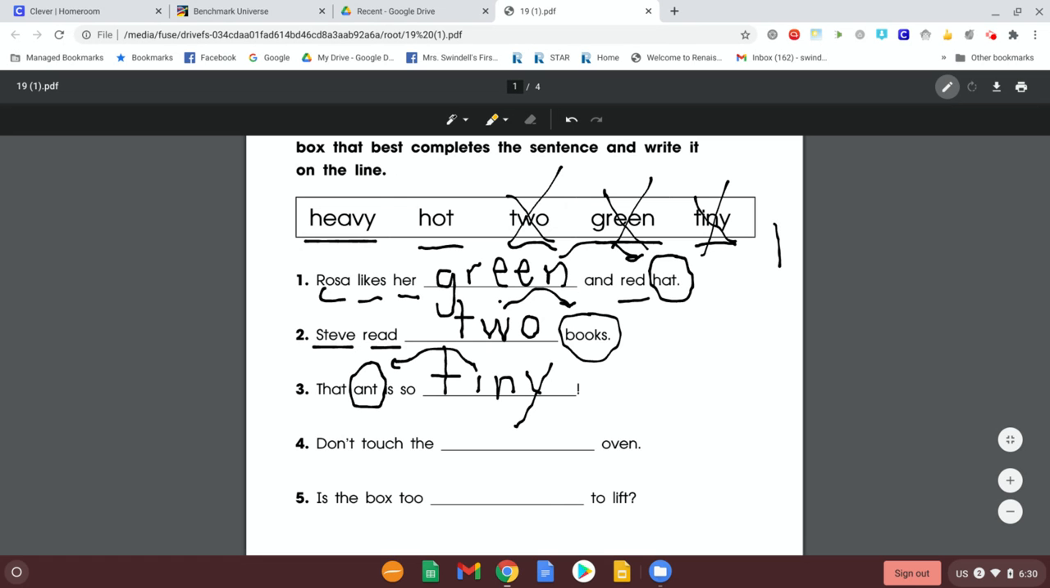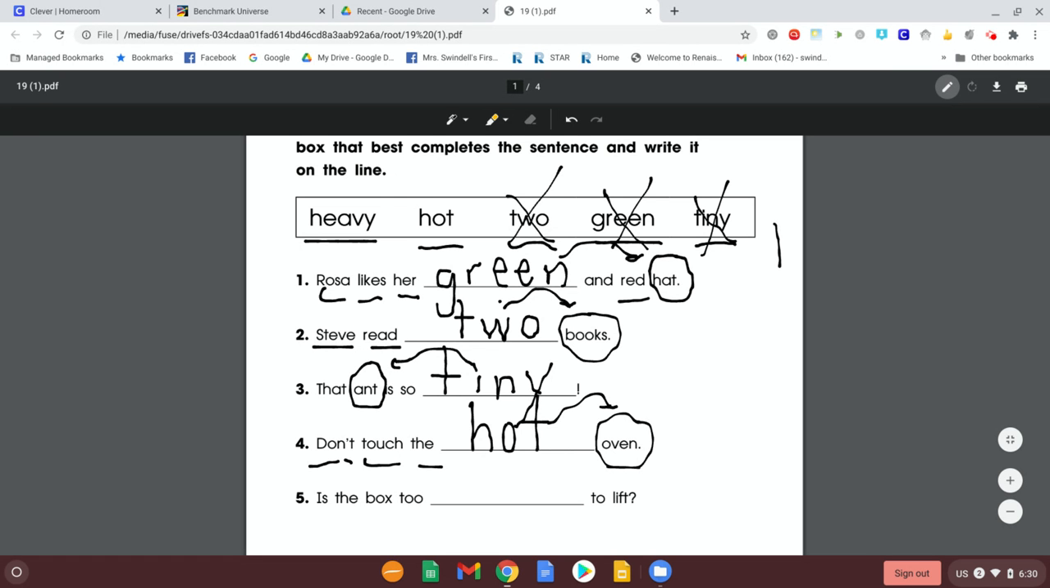Number 4, don't, which is a contraction for do not. Don't touch the blank oven. Don't touch the heavy oven? Probably not. Don't touch the hot oven? Oh, that makes a lot of sense because ovens can be hot when they're turned on. Don't touch the hot oven. Hot is an adjective. It's describing the noun oven right here. So we have an adjective hot and oven is the noun.